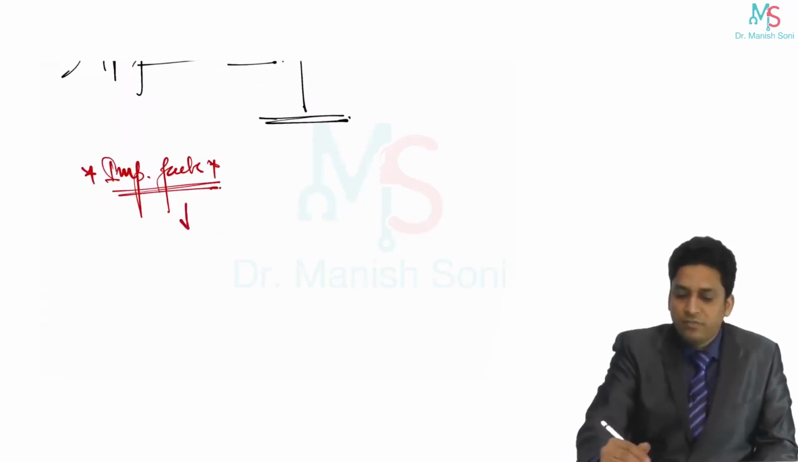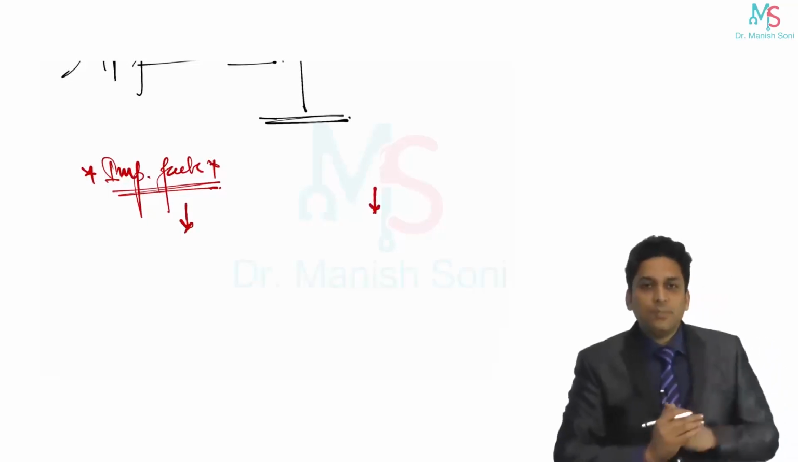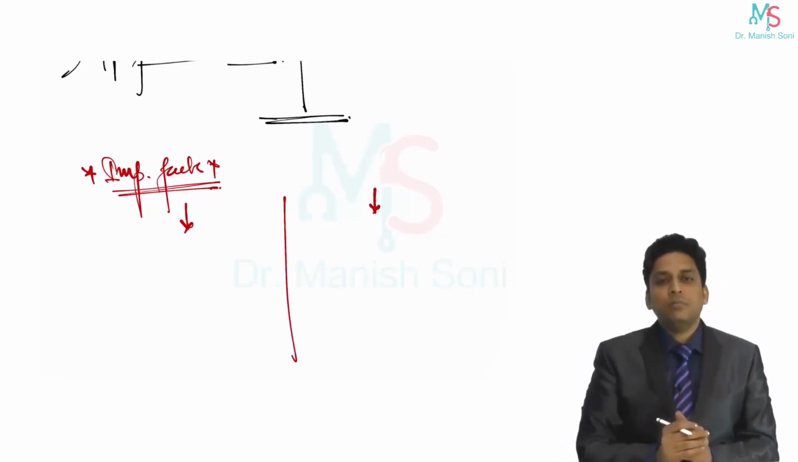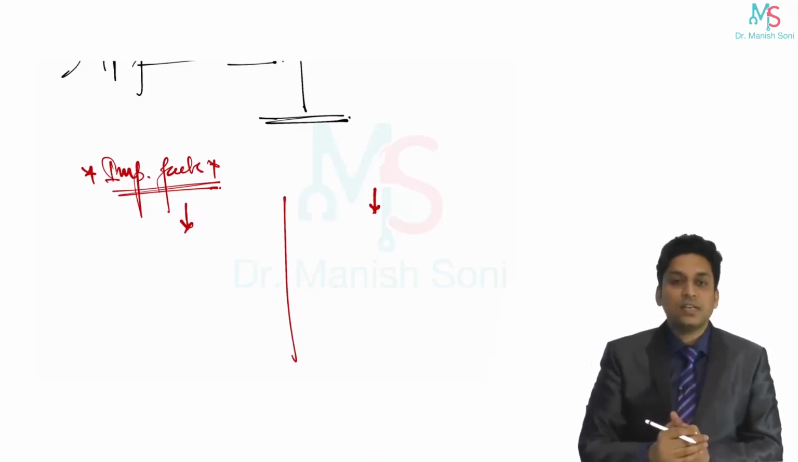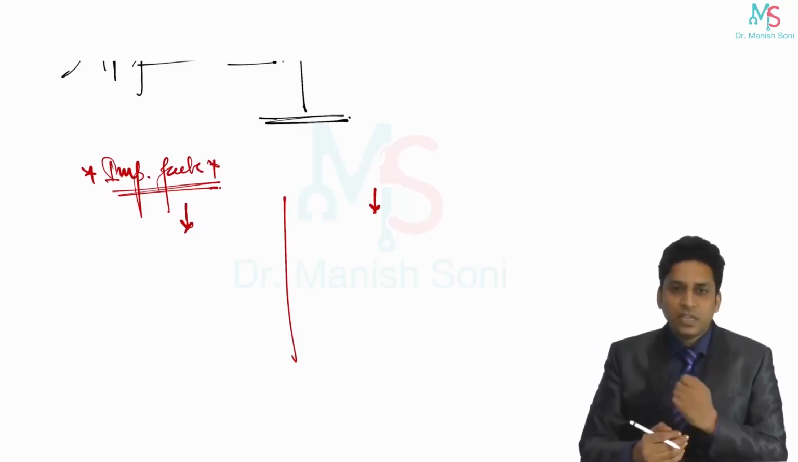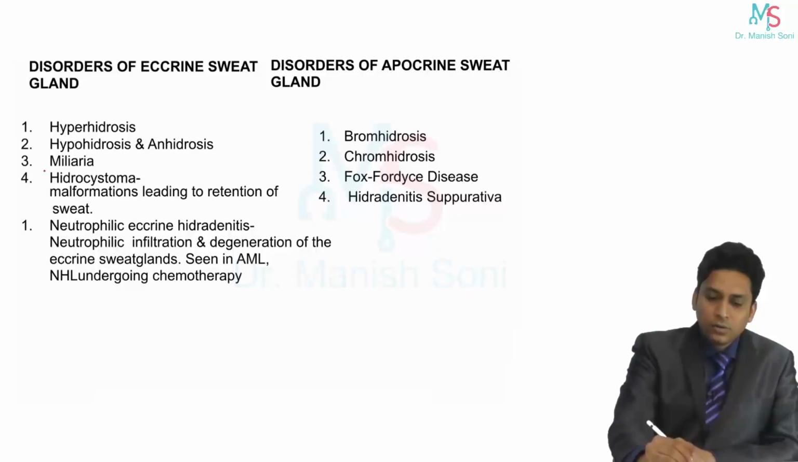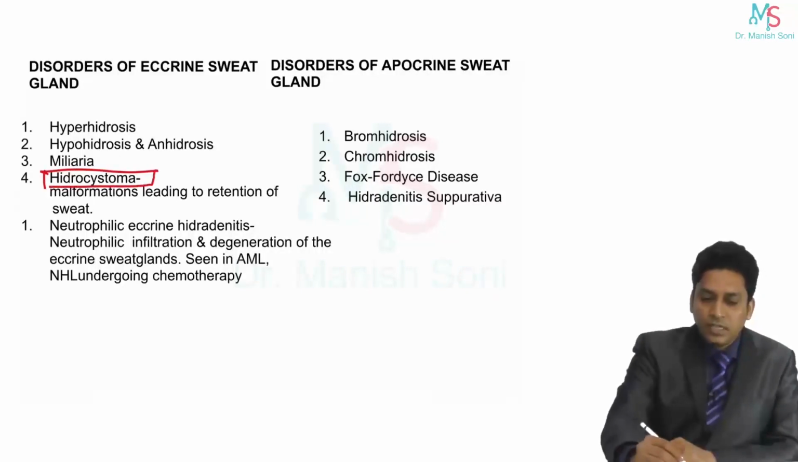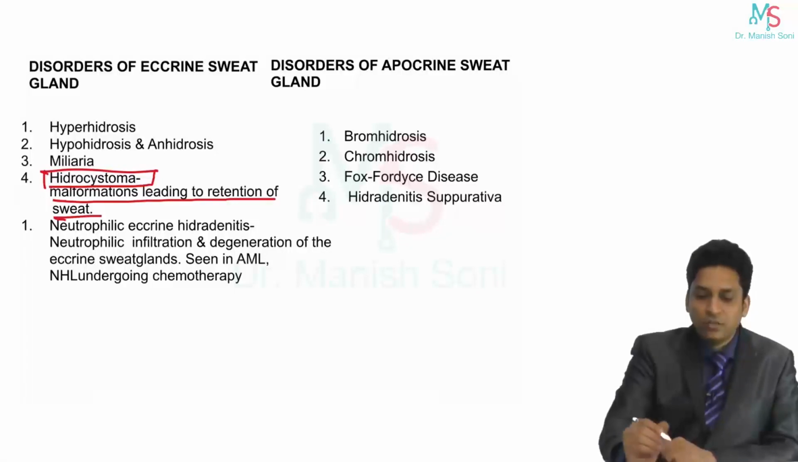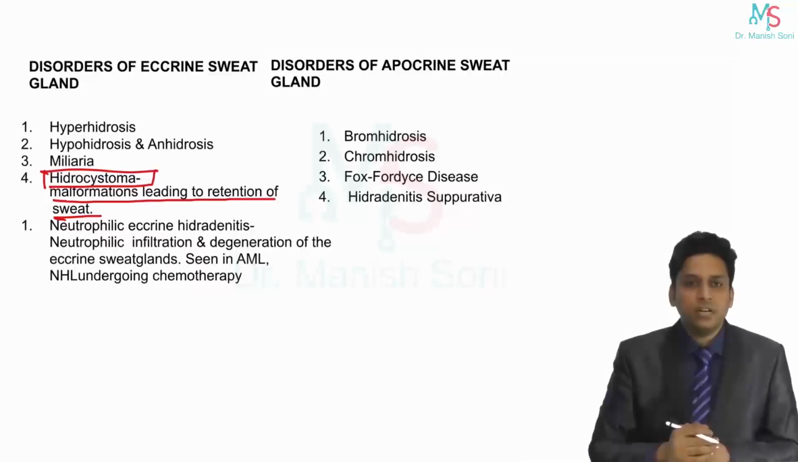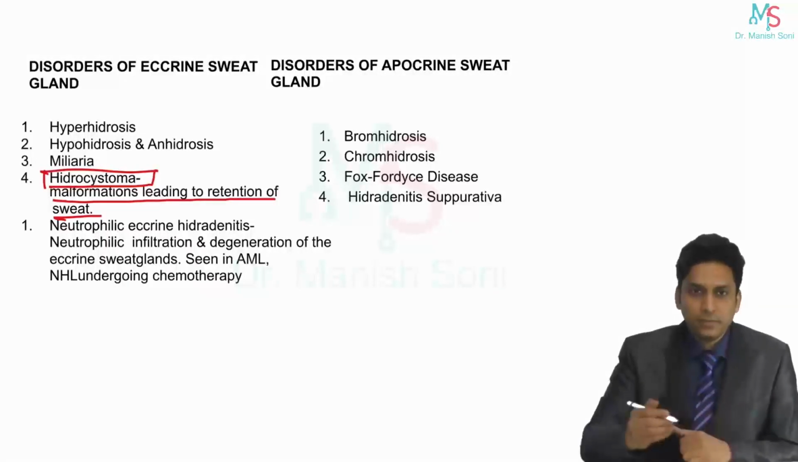There are few more disorders of eccrine and apocrine which are not common, but sometimes questions are asked. So, you can just remember their names and one point about them. Like in eccrine, you can note down hidrocystoma. It is malformation of eccrine sweat gland leading to retention of sweat. This is a disorder of eccrine.